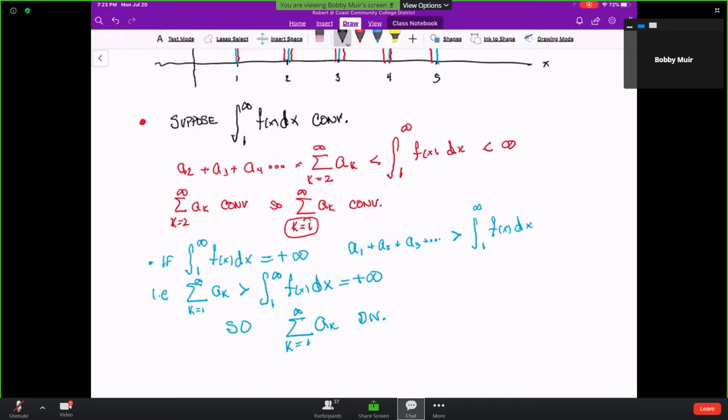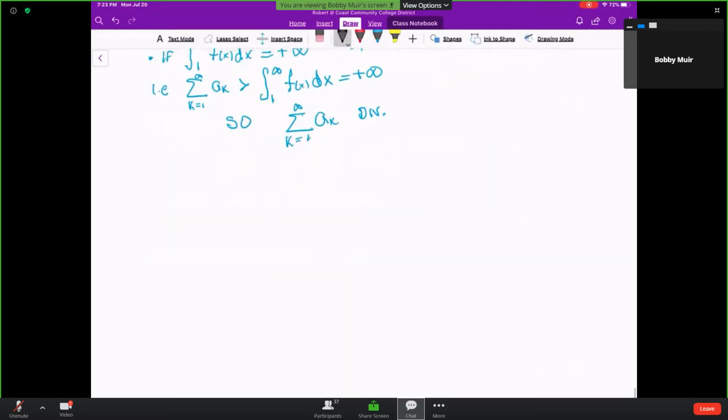So the conclusion that we've reached here is the following result. That's our first test, and it's called the integral test.